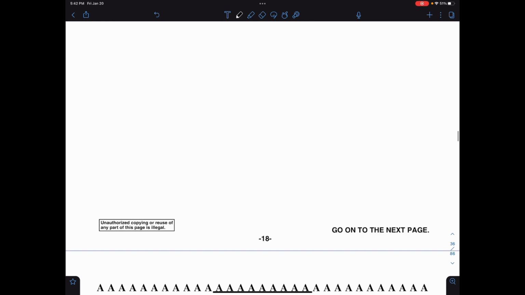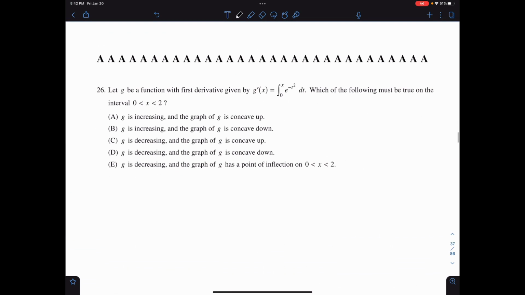Okay. Now on to 26. Let g be a function with first derivative given by g prime of x is equal to the integral from 0 to x of e to the negative t squared dt. Oof. Which of the following must be true on the interval? So for this one, I need to figure out some properties of this equation. I like to just read through first to understand what are some things I need to understand.